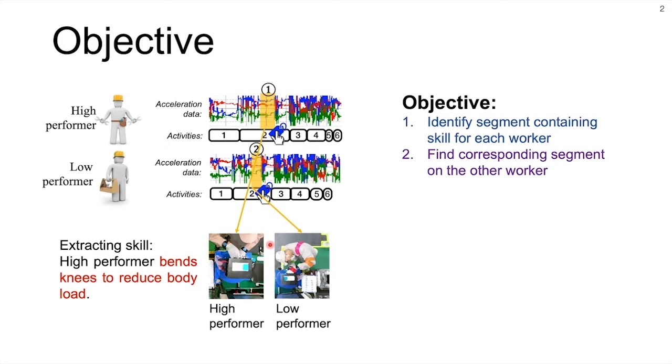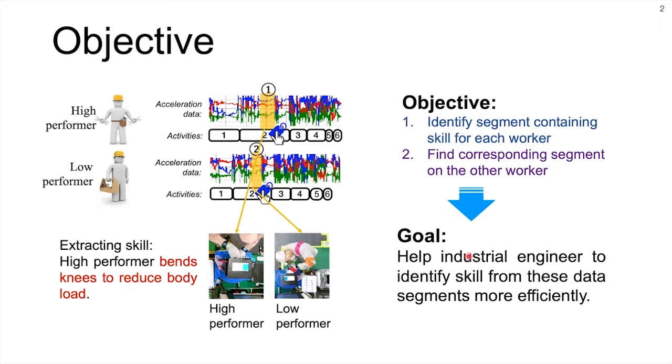The engineer noticed that the high-performing worker bent his knees in front of the workplace, while the low-performing worker bent his upper back, resulting in a heavier body load. This is very helpful skill knowledge for the workers to reduce their fatigue levels. And this is the procedure of how the engineer quickly identifies skill with the help of our approach. In other words, if we can achieve these two objectives, the work efficiency of industrial engineers to identify skills can be easily improved.